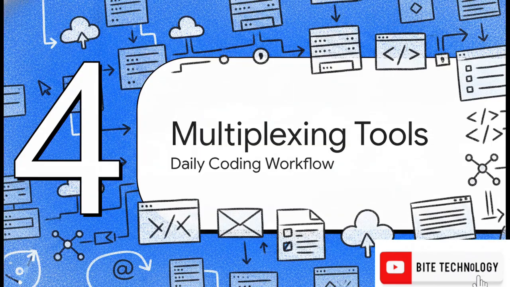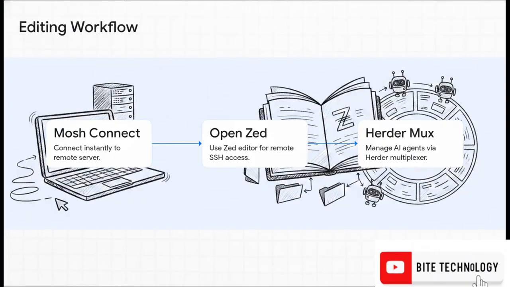Which brings us to Section 4, editing and multiplexing. All right, so the network and routing are completely locked down. Now, how do we actually interact with our code once we're in? The key is seeing how these tools chain together. The daily flow looks exactly like this. First, you mosh into your remote machine straight from your terminal. Then you fire up the Zed text editor. Zed has this incredible built-in remote SSH support, so you can seamlessly browse and edit remote files as if they were sitting right there on your local hard drive.